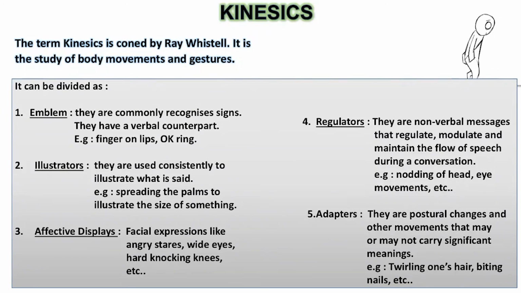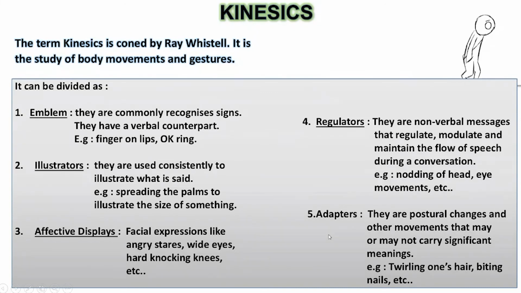Now the next one is the regulators. They are the fourth type of non-verbal messages, and they regulate, modulate, and maintain the flow of speech during a conversation, like nodding of the head. What does it indicate? It is a facial expression, a body movement, and nodding of the head indicates agreement. Nodding indicates that you agree with what the other person is saying to you, right? So they are called regulators.